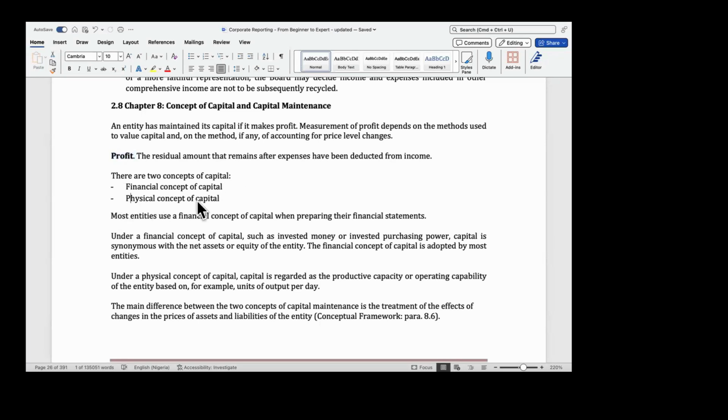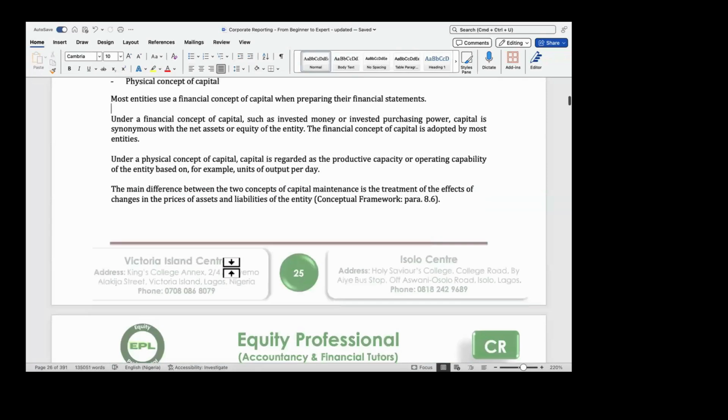But for physical concept of capital, you have maintained your capital if your productive capacity at the end is equal or higher than your productive capacity at the beginning. So this does not look at the money. This looks at what this money can produce. That's the physical. Look at this scenario now.